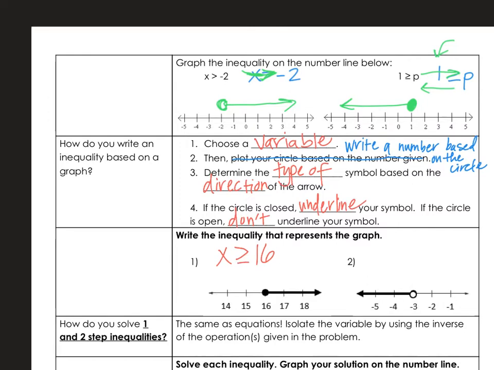All right, let's try the next one. So I'm going to use x again. And the number that the circle is at is -3. And the arrow is going to the left, so I am going to use the less than symbol. And my circle is open, so I am done. I don't need to do anything else.